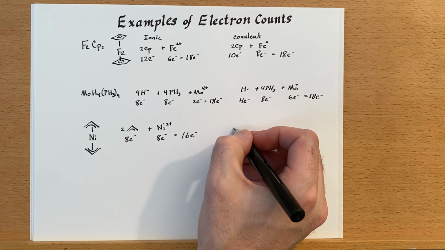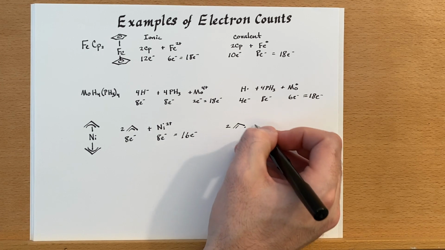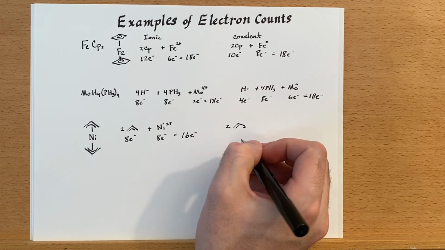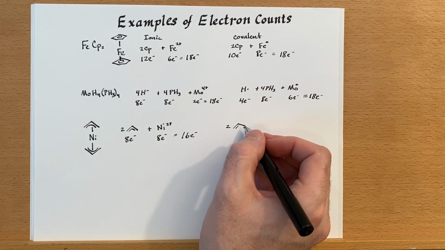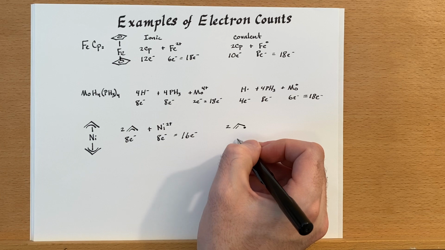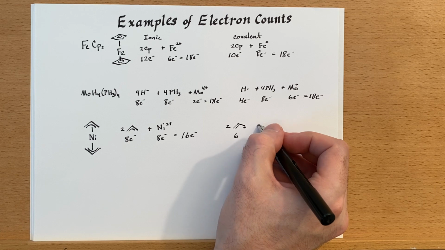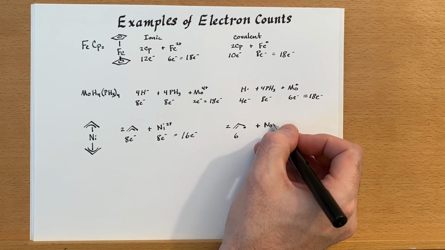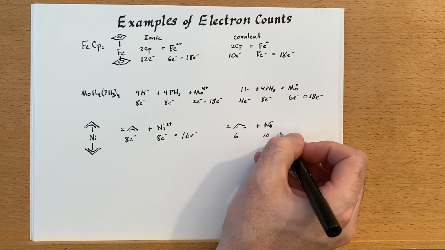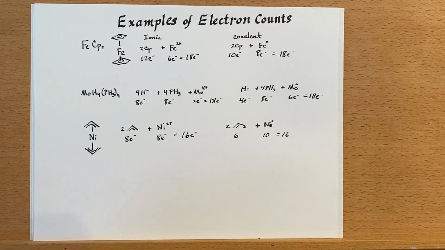Now we can come over here and count it the covalent way. So we have 2 of these. I'm just adding an electron there to kind of note that this was a negatively charged ligand. So there's 2 electrons here and 1 there. And then 2 of these ligands. So that's 6, right? Because there's 3 in each one. And then we have nickel 0. So that is 10 electrons. So we get to 16. It should be 16, assuming we did the other one correct.